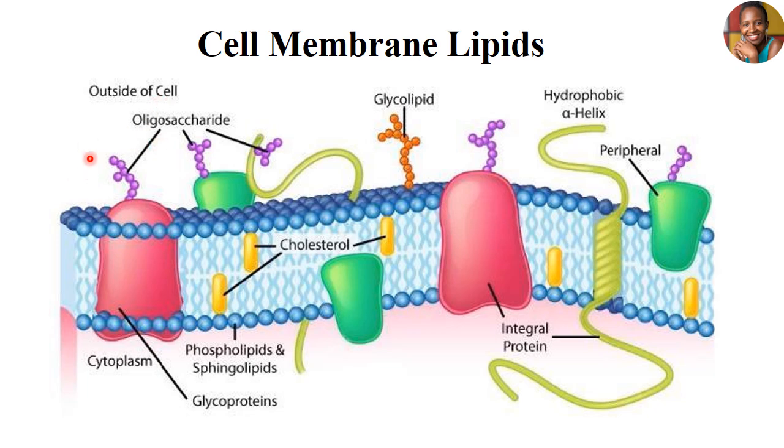So here are the different compounds. There are oligosaccharides here, which are simply carbohydrates. And then we have the glycoproteins, the phospholipids and sphingolipids, there is cholesterol inside here, we have glycolipids, some integral proteins, the peripheral proteins, and the alpha helixes, which are also proteins. With these materials being part of the cell membrane, it means they have functions and roles that they play. So what do they do? What are they? And why are they on the cell membrane actually?